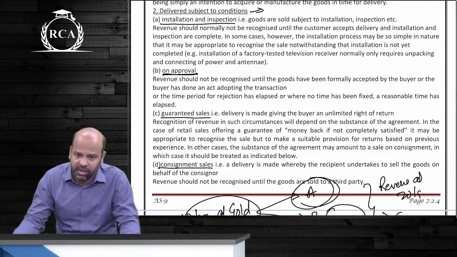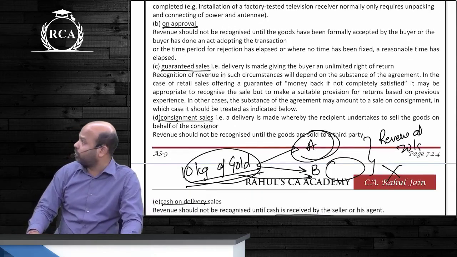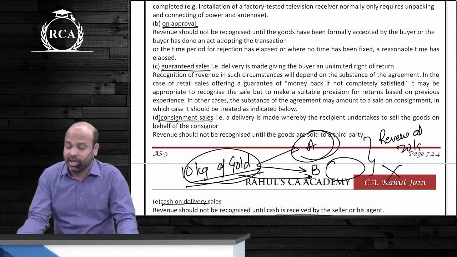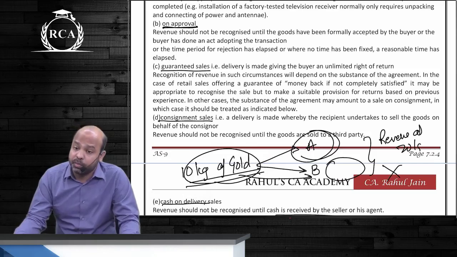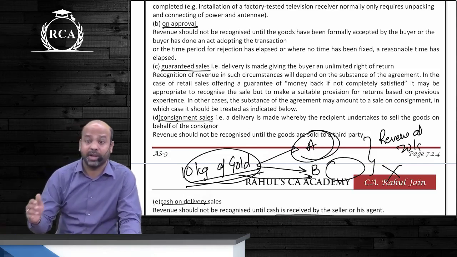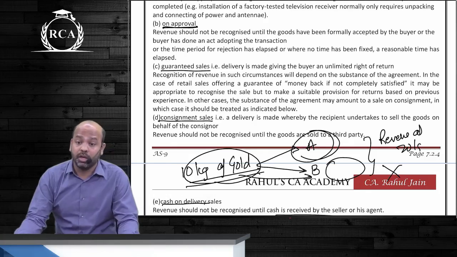When goods are sold under guarantee of return, that is guaranteed sales, you are supposed to book immediate revenue. However, it will be appropriate to make a provision for the expected amount of sales returns, because it is not expected that every customer is going to return the product.